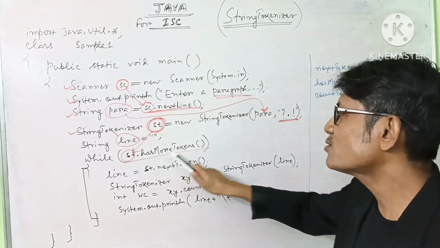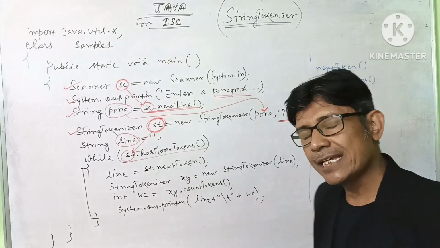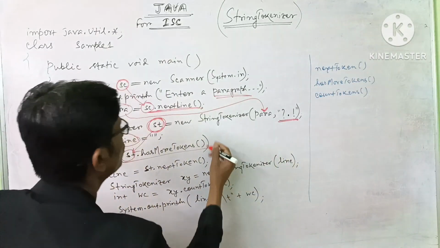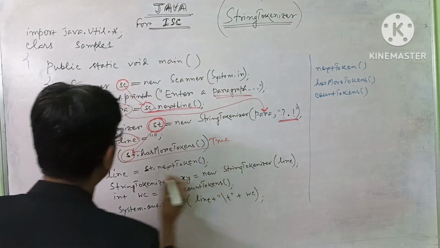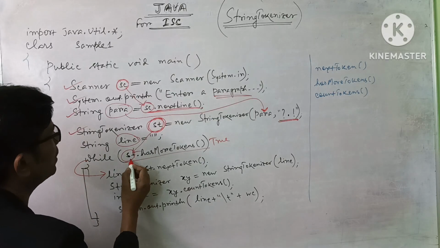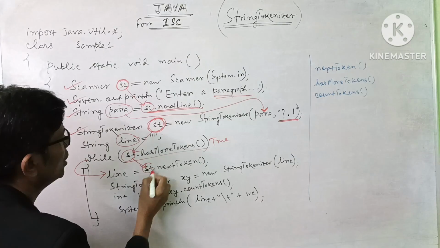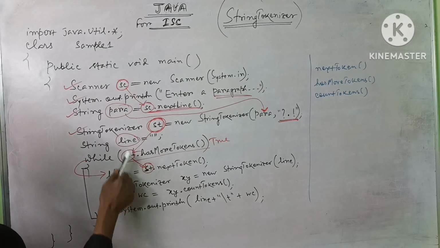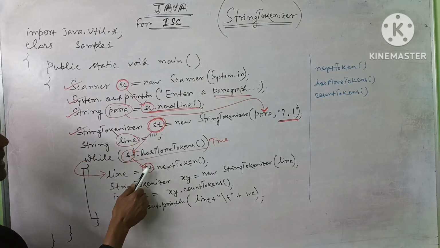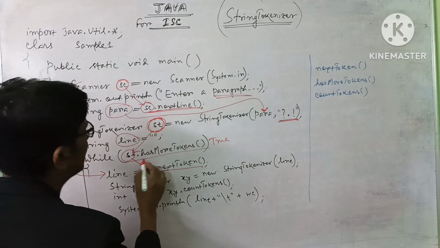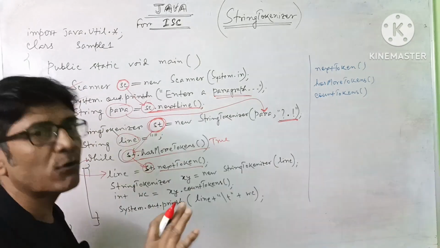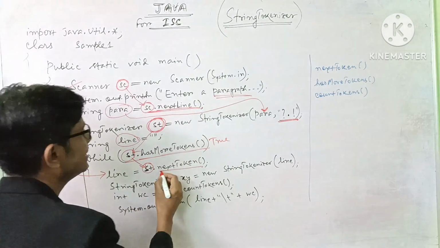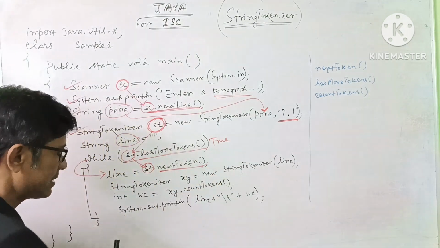So st.hasMoreTokens means, computer, you check: is there any token? If it is true, then you come inside and do work using that object. Don't forget that you will apply this object. This is the StringTokenizer object st. st.nextToken, with hasMoreTokens you are checking true or false. Is there any token? If yes, then you come inside and extract that sentence.